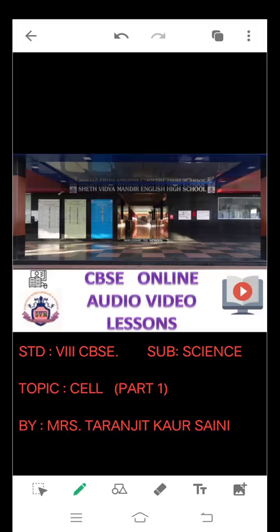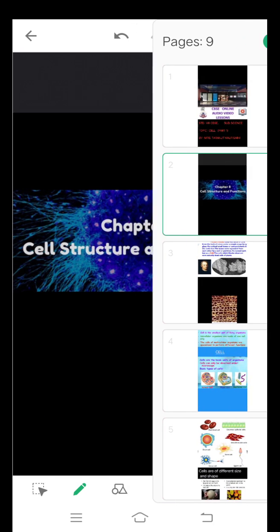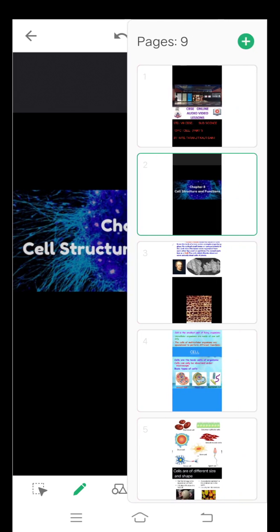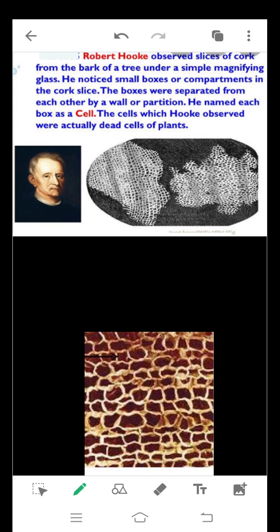Children, today we are going to start with the second term portion. And the first chapter in the second term portion is cell. In this chapter we are going to study about cell structure and functions. What are the different parts present in a cell and how is a cell performing different functions. So in detail we'll study, but before that let's see how it was discovered first.